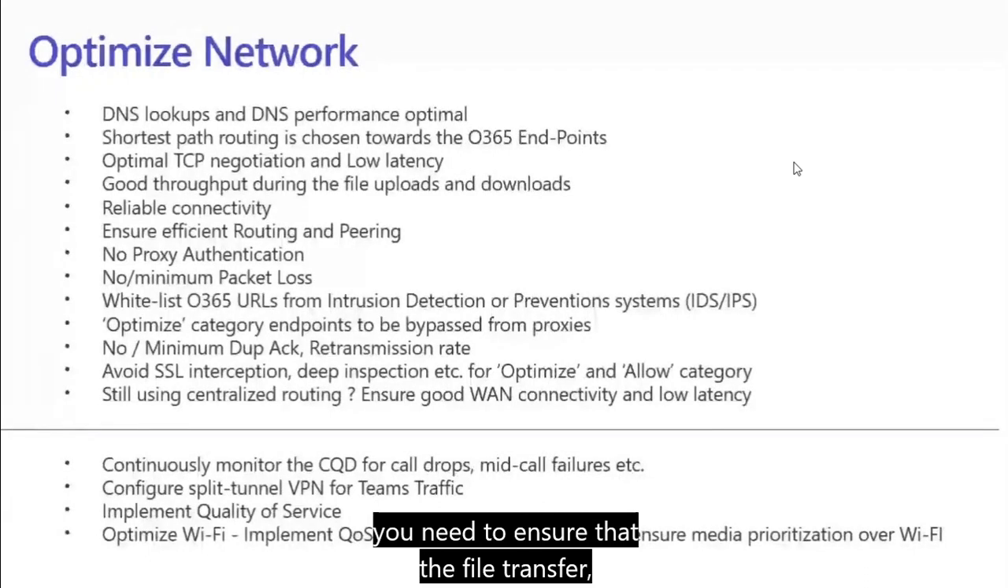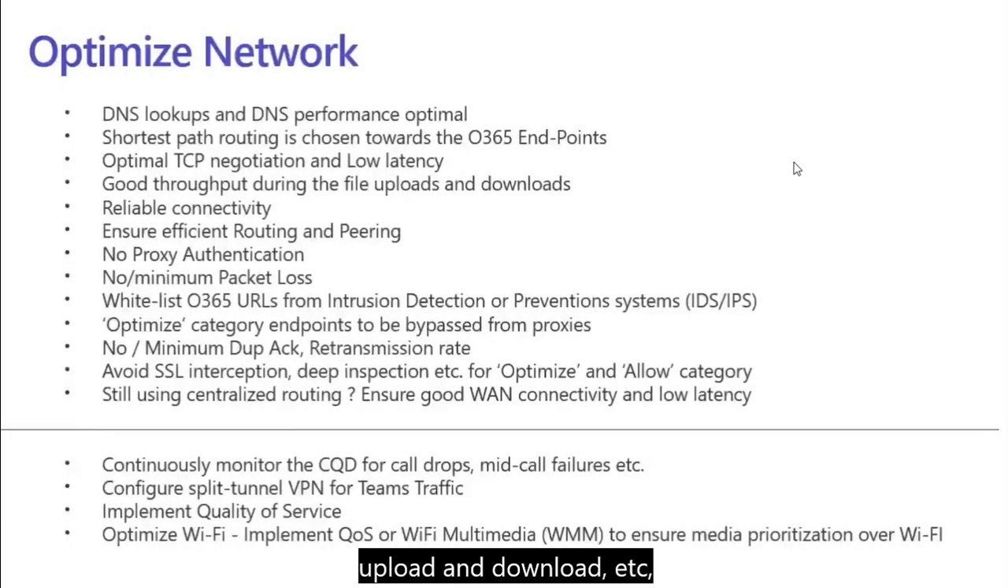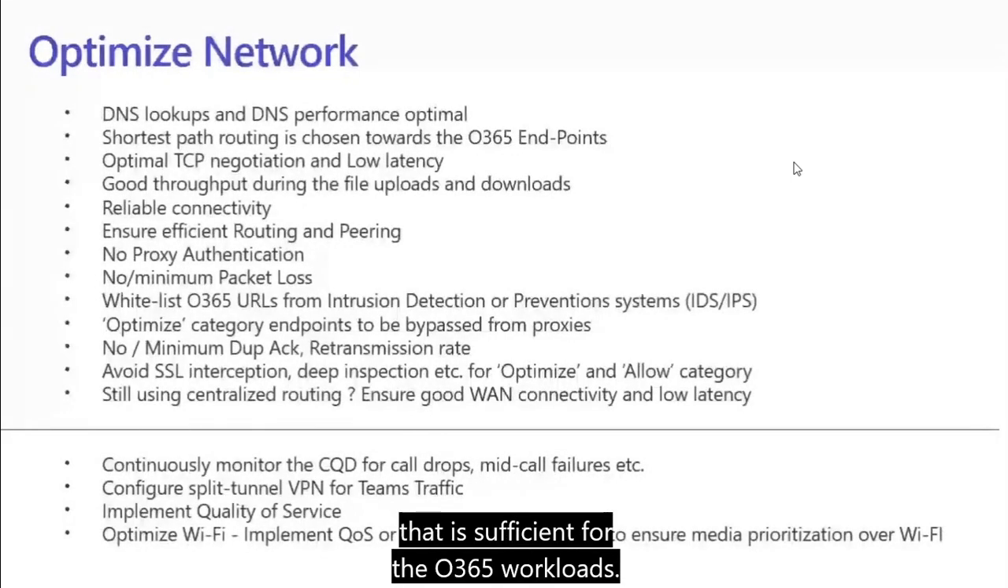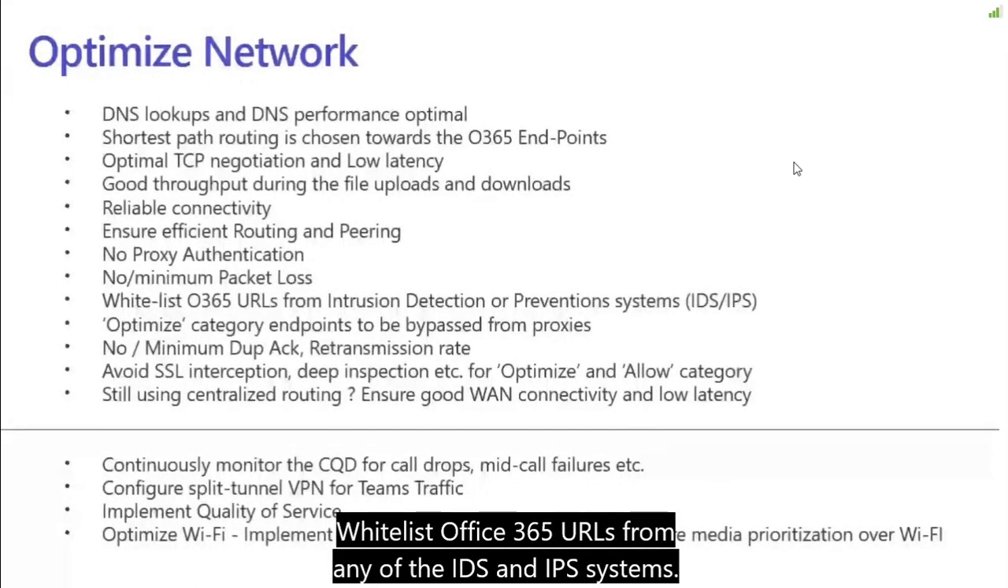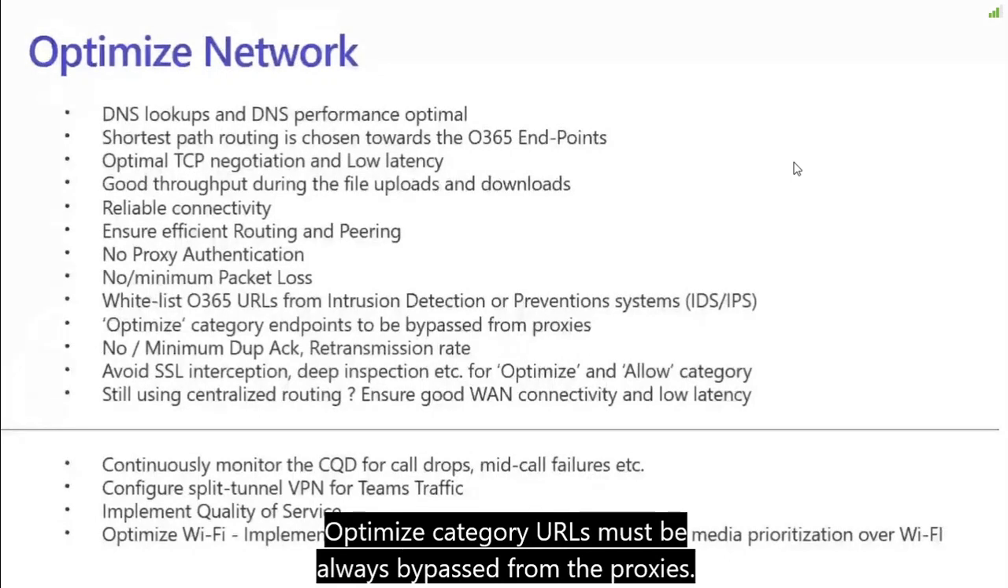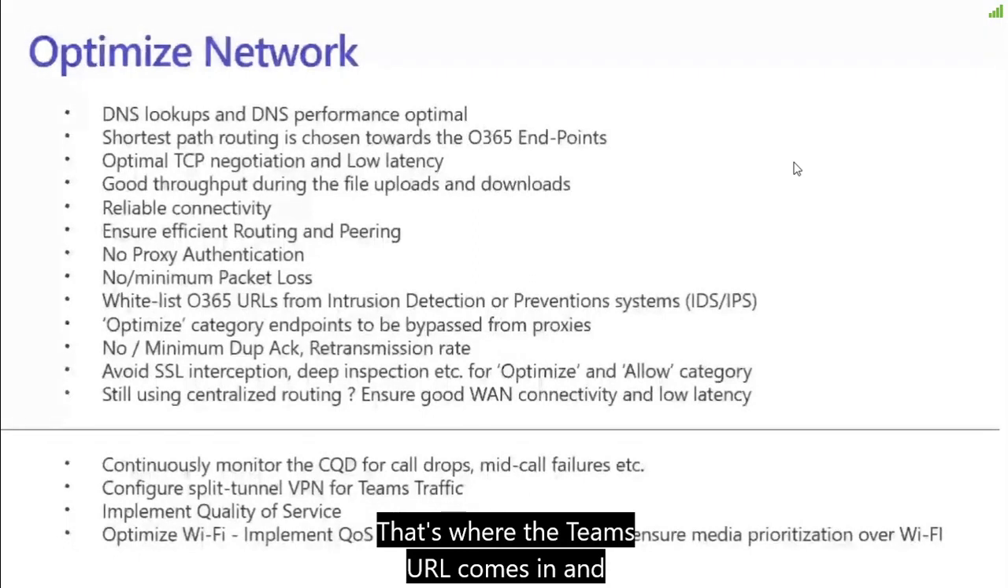You need to ensure that file transfer, upload and download, etc., is sufficient for the Office 365 workloads. Reliable connectivity: ensure efficient routing and peering, no proxy authentication, so minimum or no packet loss. Whitelist Office 365 URLs from any of the IDS and IPS systems. Optimized category URLs must always be bypassed from the proxies. That's where the Teams URLs and Teams destination IP addresses come in.